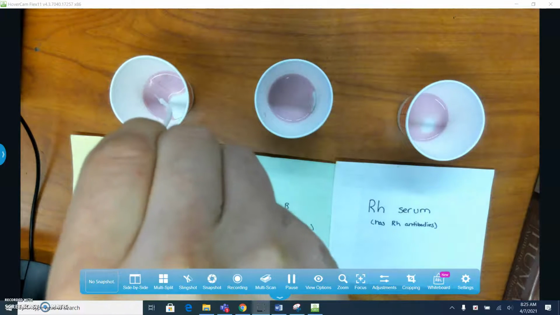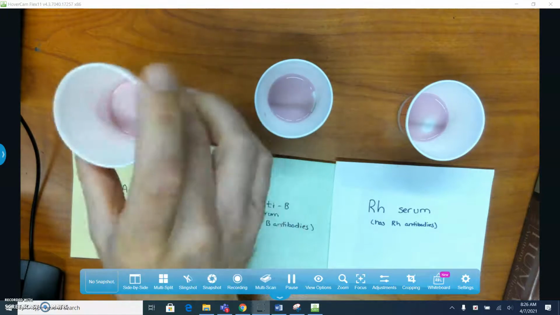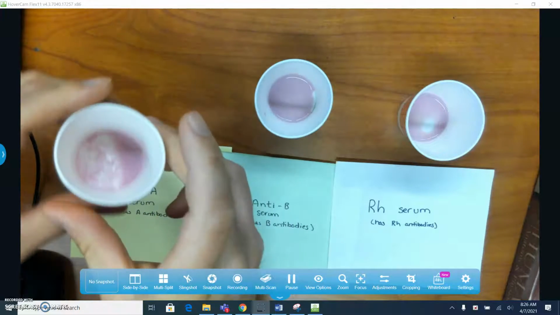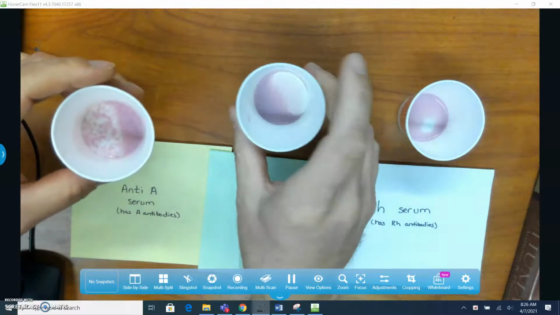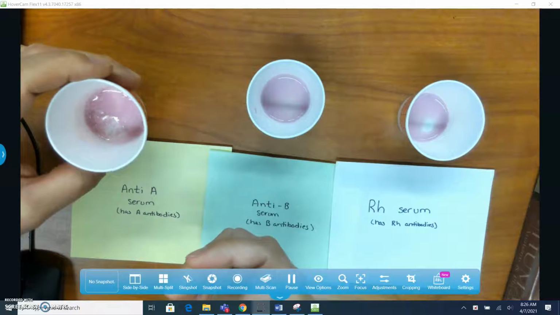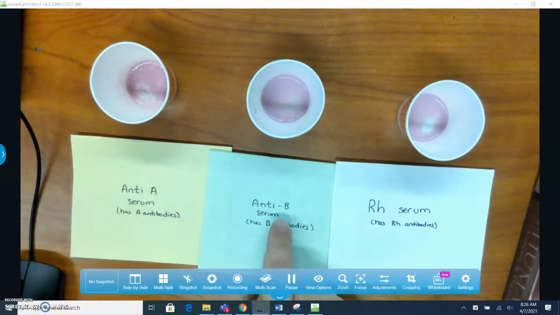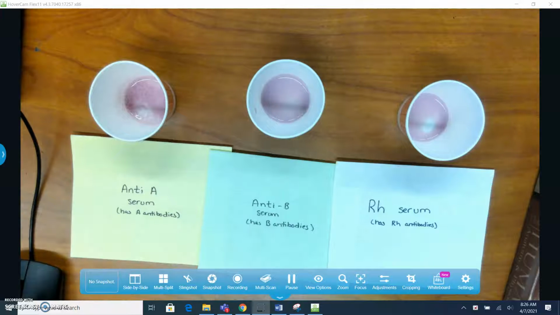So we'll mix in some of the A serum. Mix it up a little bit, and let's see what we have going on after a few seconds. We can see down in the bottom there that it's not nice and watery anymore. The blood has agglutinated, it has clumped up. So right now, before I even test the B serum or the Rh serum, I know that the A antigen is present in this person's blood. So this person has either type A blood or type AB blood. Those are the only 2 blood types that have the A antigens.